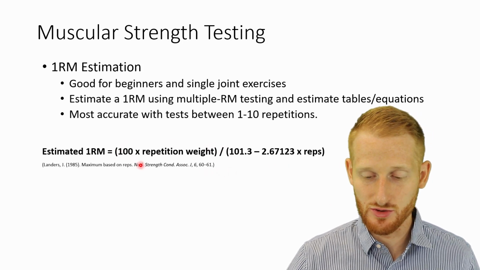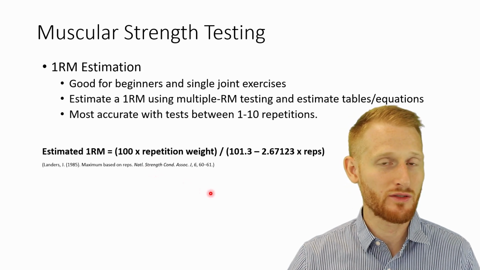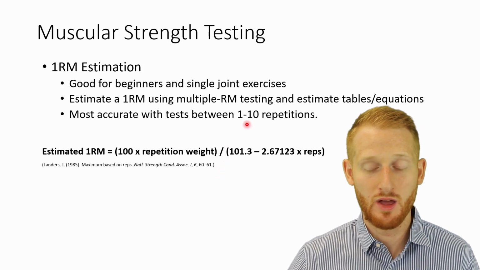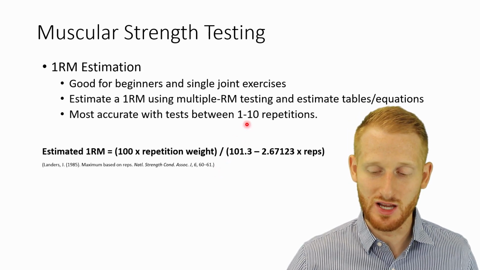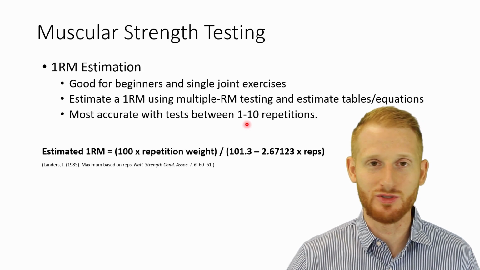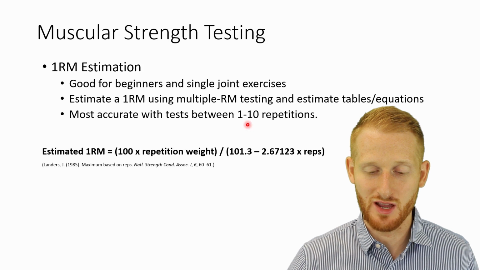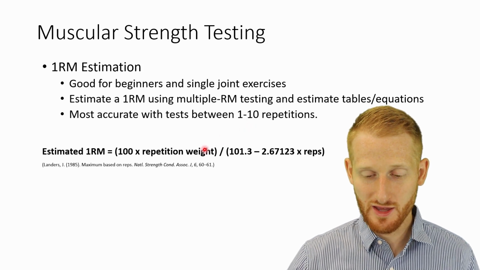So basically you take a weight, whatever that weight is, it has to be something that you think the person can do somewhere between 1 and 10 repetitions. So you don't want them not being able to do a repetition, and you also don't want them being able to do more than 10 repetitions, because that starts getting closer to muscular endurance rather than strength. But anyways, you pick a weight.